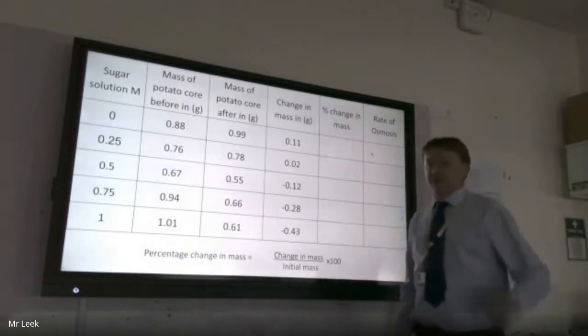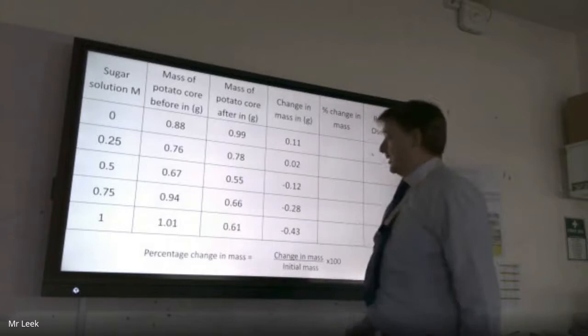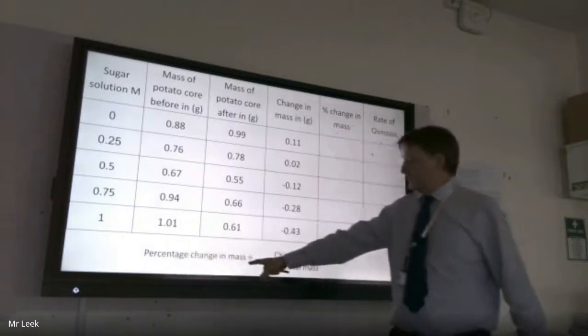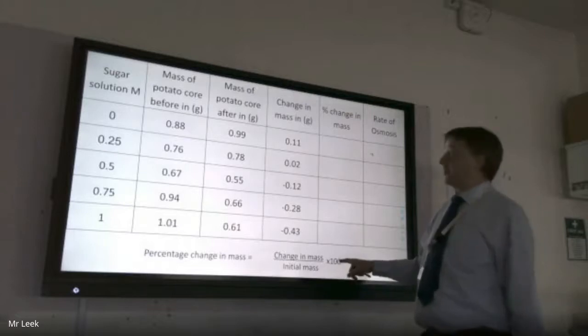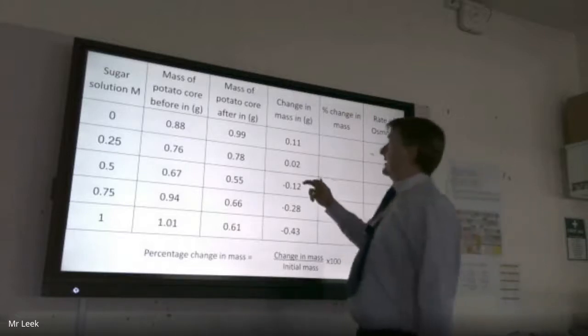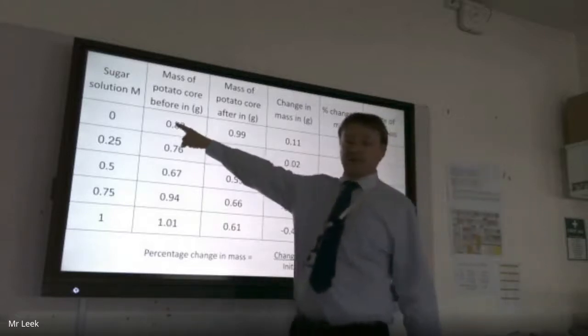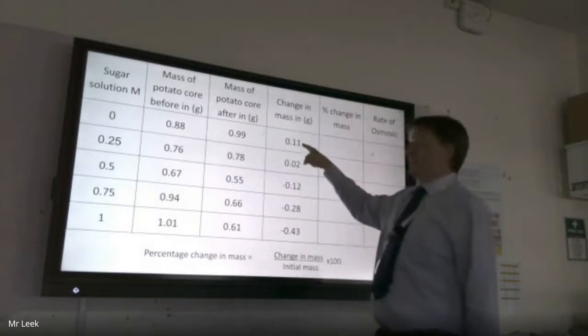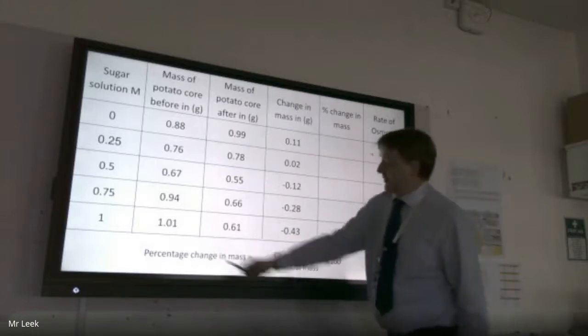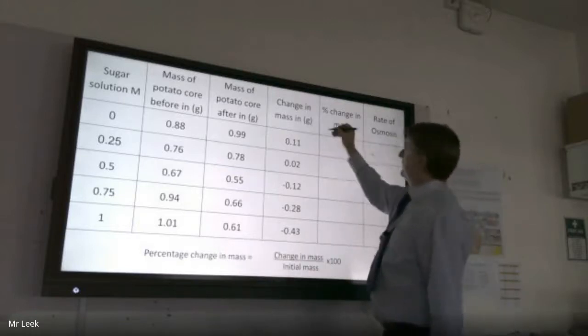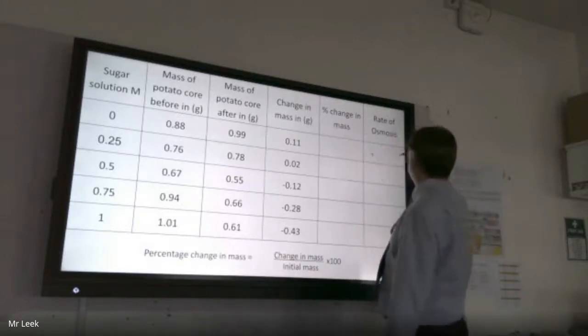If you remember those first three equations that we did before, one of them was percentage change in mass equals change in mass divided by the initial mass times by 100. Basically, that's the starting mass. It's gone up by that. What percentage has it gone up by? To work out the percentage change in mass, you do change in mass, oops, wrong order.